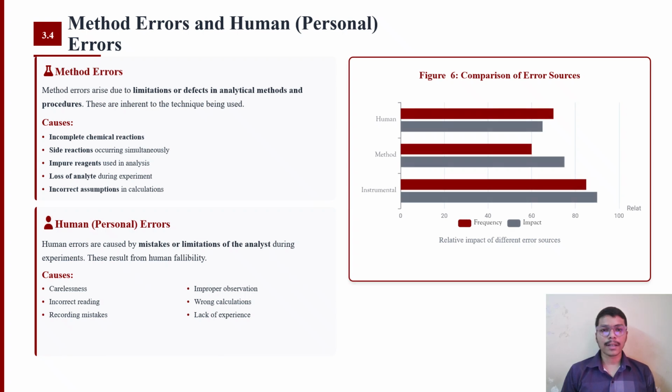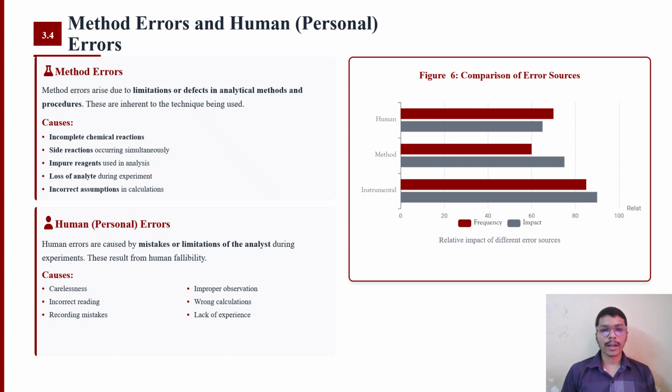Now let us discuss method errors and human errors. Method errors occur because of limitations in analytical methods and procedures. Causes include incomplete chemical reactions, side reactions, impure reagents, analyte loss, and incorrect assumptions. Human errors are caused by mistakes made by the analyst. Examples include carelessness, improper observation, incorrect reading, wrong calculations, recording mistakes, and lack of experience.